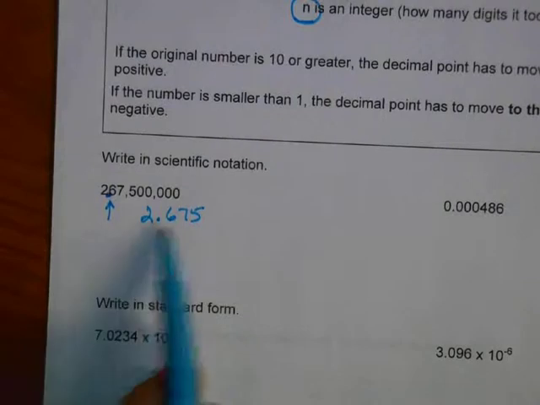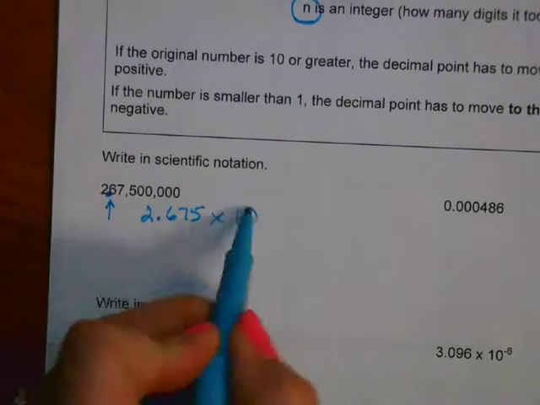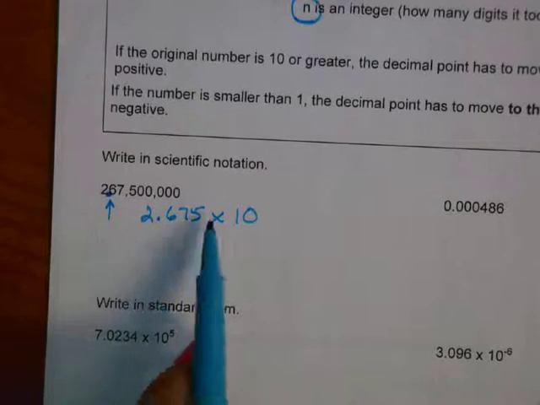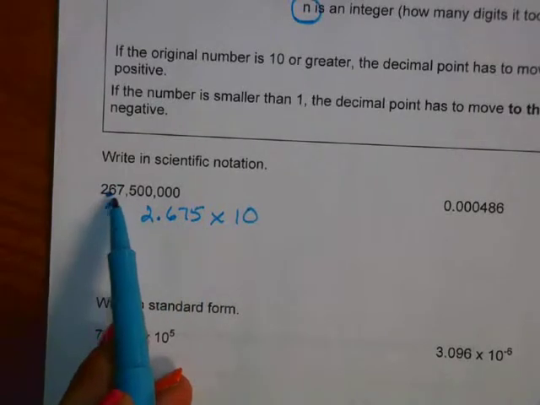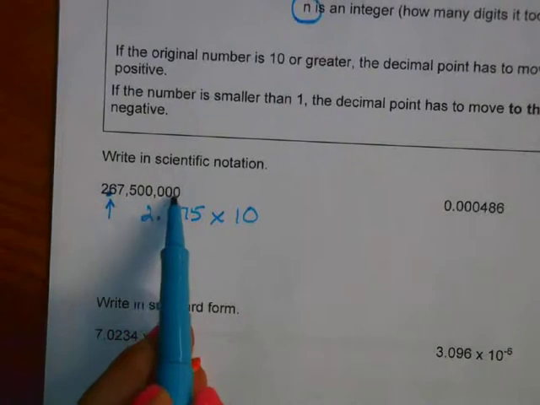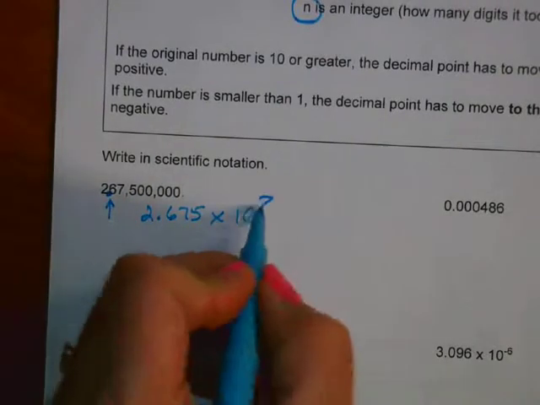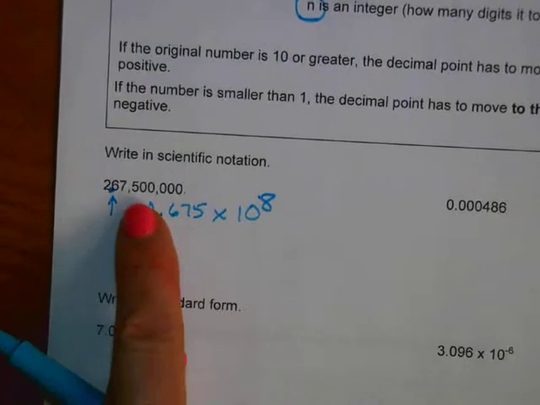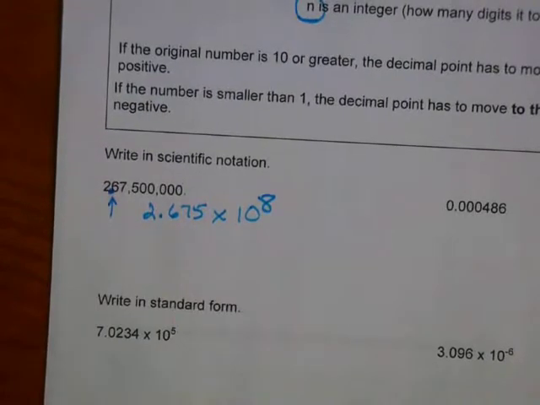Now, I need this number. I need to multiply it by 10, and I got to figure out the exponent that will take this number back to this number. So I got to move it to the right. How many places to get back to my starting number? Let's see, it's 1, 2, 3, 4, 5, 6, 7, 8. So 2.675 times 10 to the 8 will get me back to that number. Got it? Every time you multiply by 10, what does it do? It moves the decimal. Every time you multiply by 10 in positive direction, in the negative direction, it moves it over to the left one.